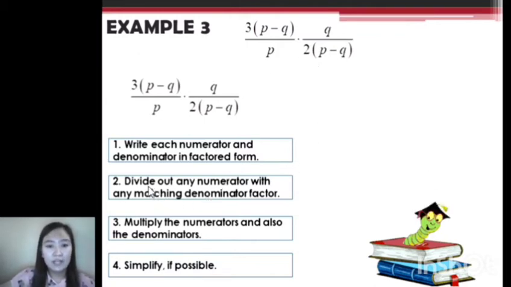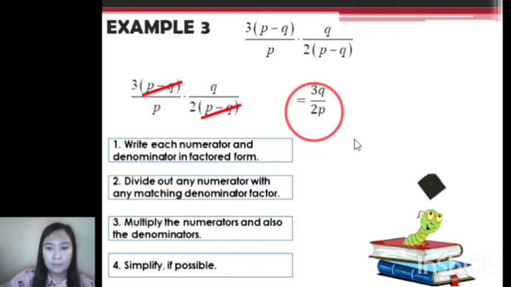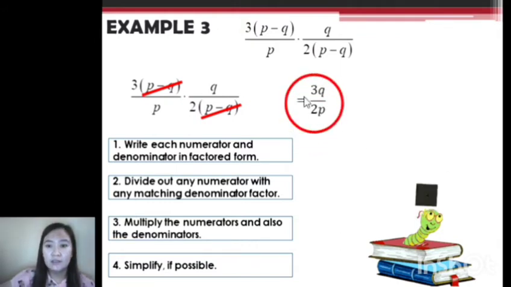Second, divide out any numerator with any matching denominator factor. So obviously, we have the quantity of p minus q in the numerator and we also have it in the denominator. Next, multiplying the numerators and also the denominators. We have 3 times q is equal to 3q over p times 2 is equal to 2p. Simplifying our answer, that is 3q over 2p.